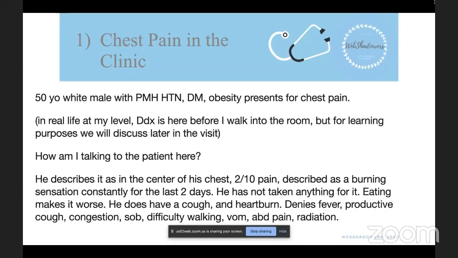So let's break that down real quick. Location, where's your pain located? How bad is it? How would you describe it? How long has it been going on for? Have you tried anything to help your pain or your symptoms? What makes it better? What makes it worse? Any other symptoms? So fever, when I ask for fever, let me skip ahead for a second. We'll come back to that.